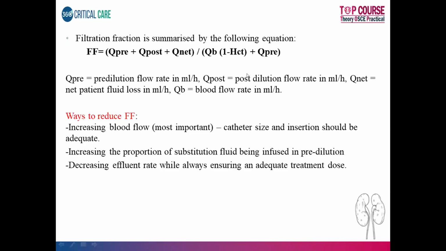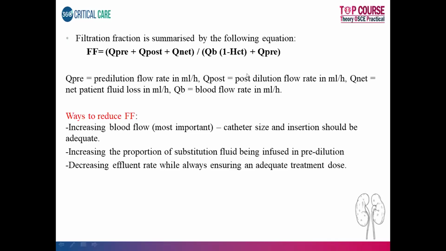Okay, how do you increase the blood flow? One is you have to select a proper catheter size, and the insertion should be adequate. Second is you have to increase the proportion of substitution fluid being infused pre-dilution. As I told, if you give replacement fluid pre-dilution, the chances of filter clotting are less. So this is one of the ways you can reduce the filtration fraction.